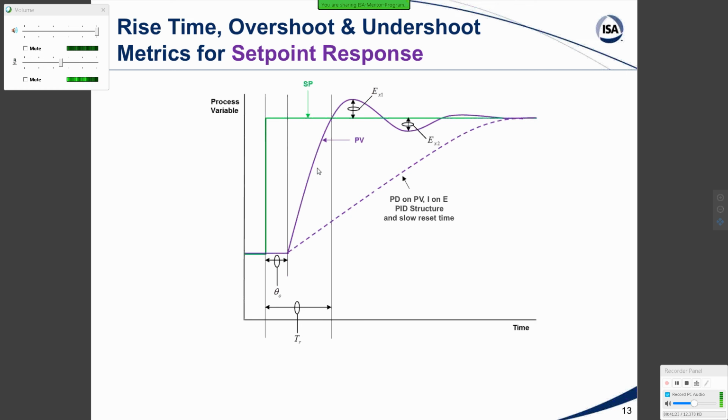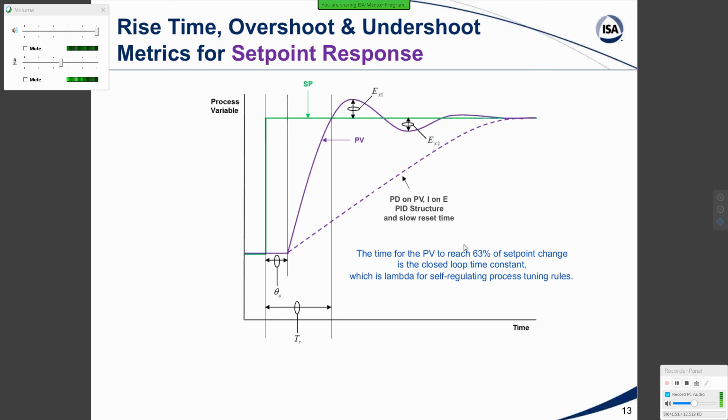Or you can use a 2 degrees of freedom PID controller that we'll get into, where it moderates but doesn't completely eliminate the proportional action on a set point change to achieve this benefit of reaching set point quickly but with minimal overshoot.